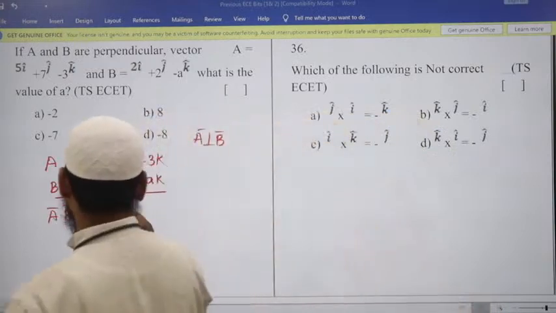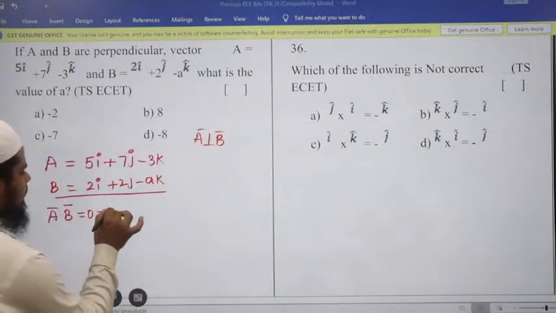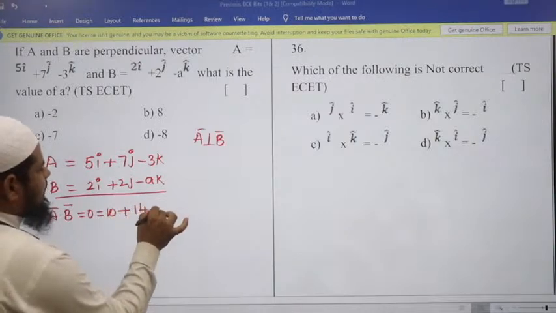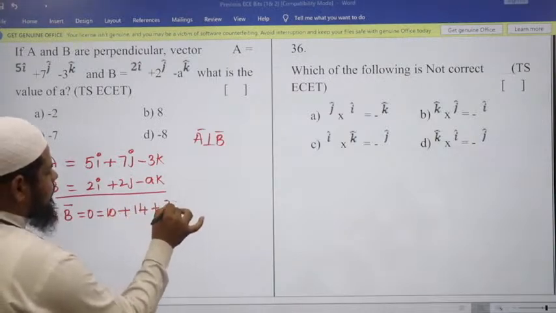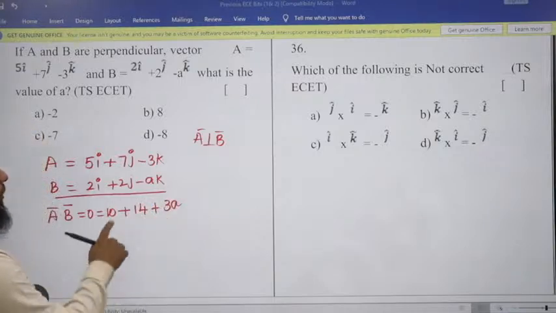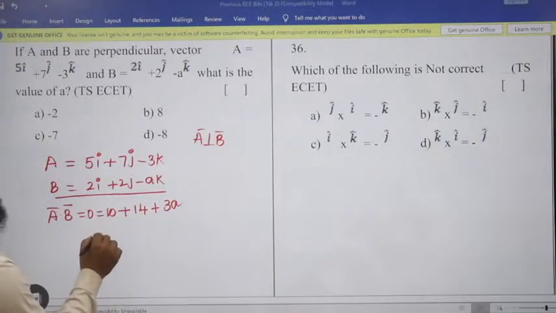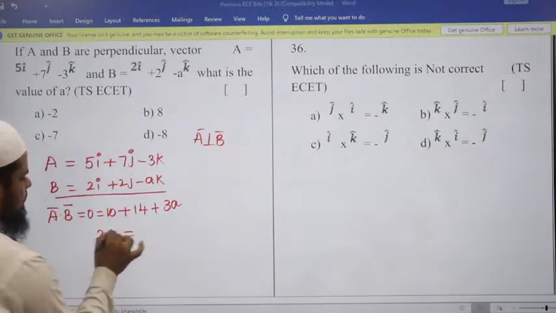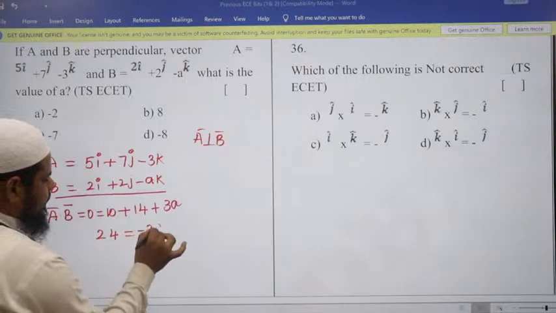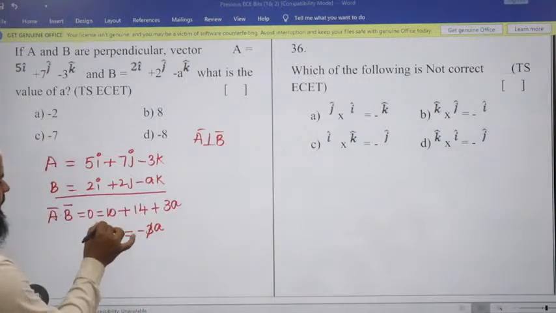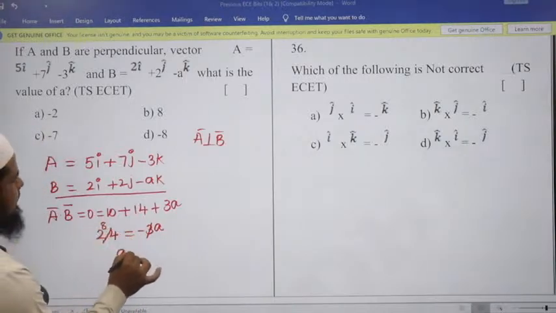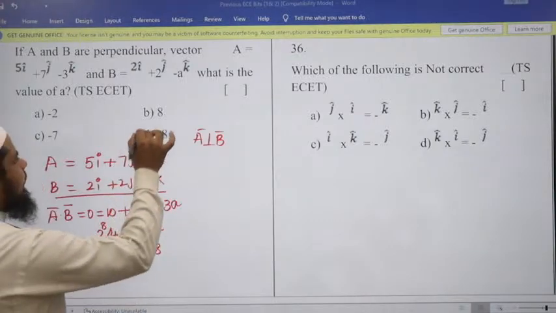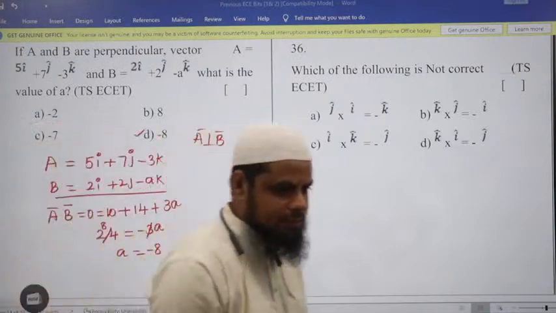Now let us see. This one is 10 plus 14 plus 3a. So 24 is equal to minus 3a. A is equal to minus 8. The answer is D.